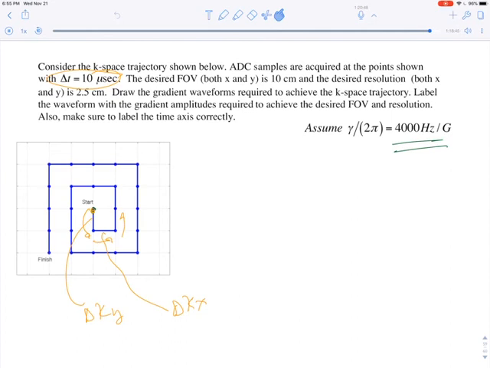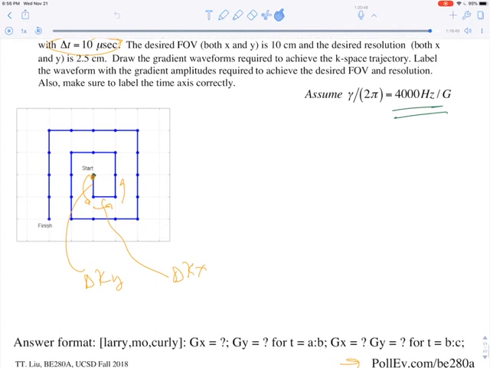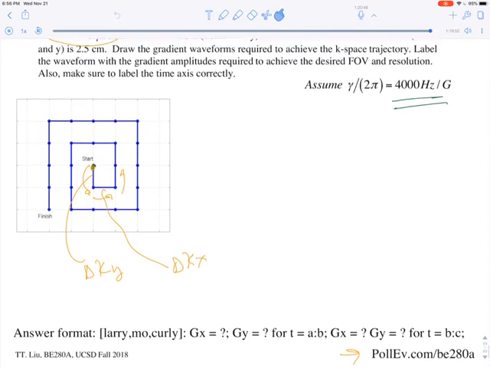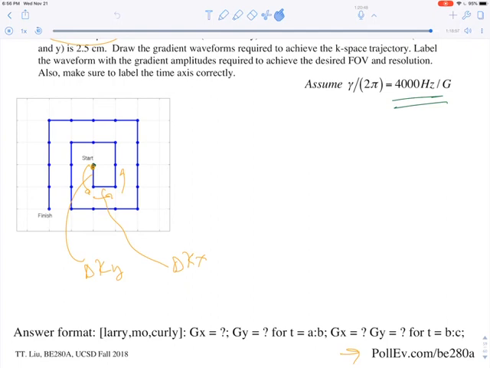You can upload your answers to the 288 poll. We'll open that up at the beginning of next lecture, and we'll talk about this at the beginning of next lecture. All right, any questions? Yes, in the back.